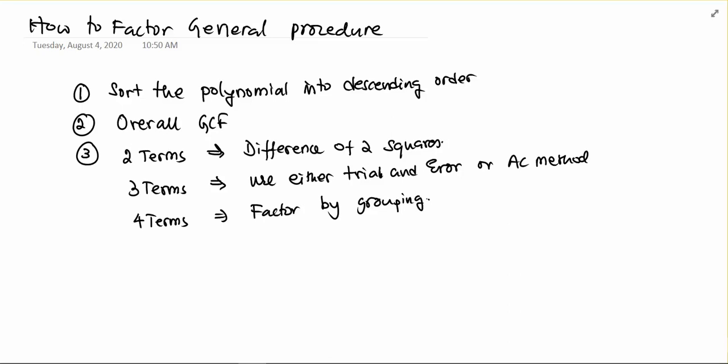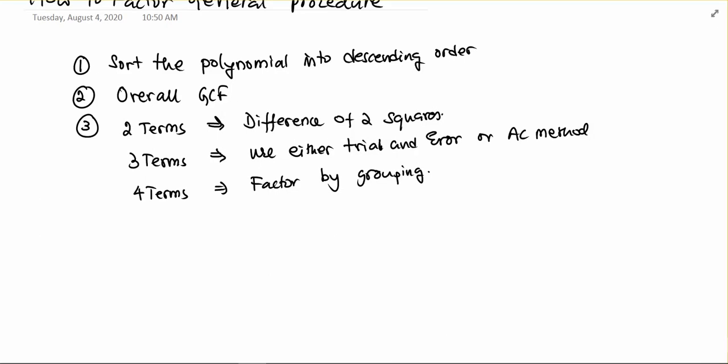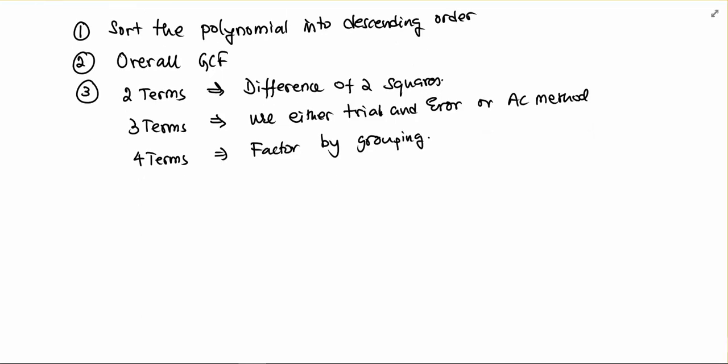You may at the end also just want to check to make sure that you've taken out the proper overall GCF once you get your answer, that there is nothing in common, to make sure that you haven't left anything out. So let's take a look at a few examples, one of each maybe. Example, factor.